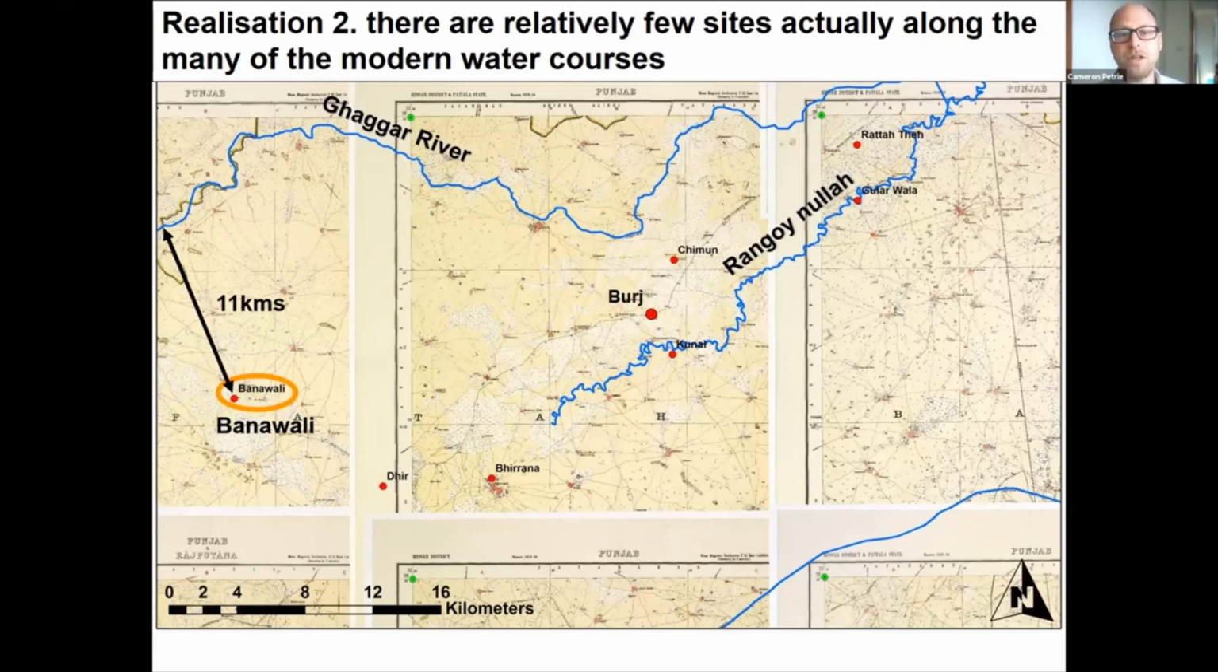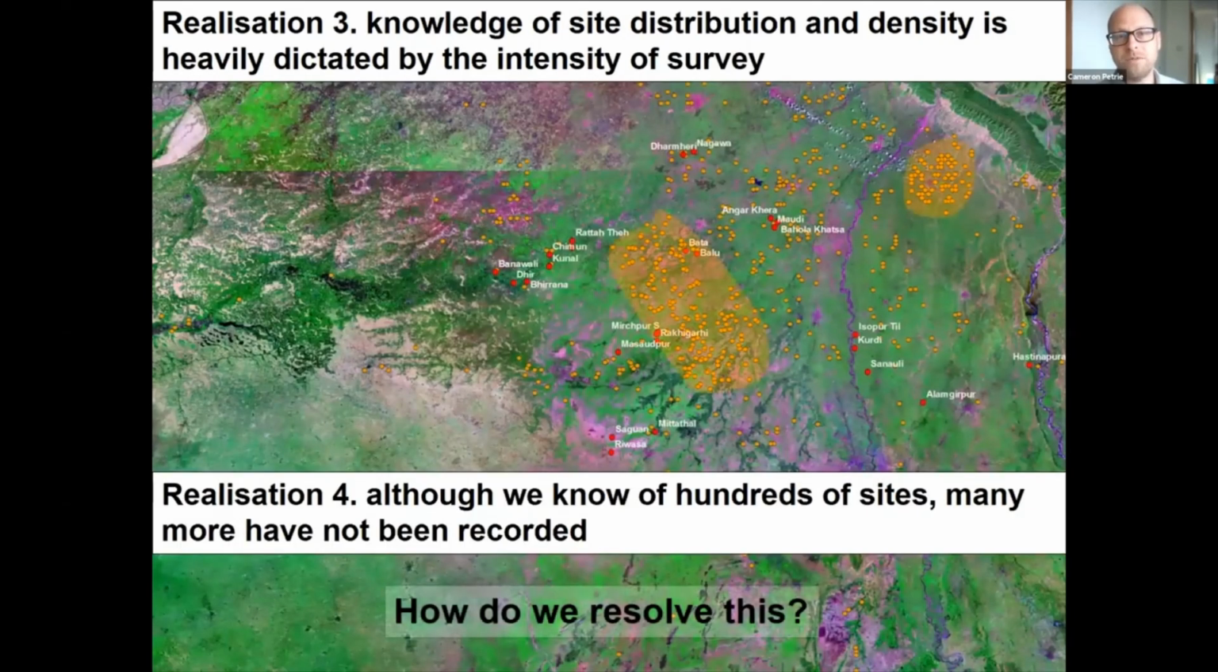The third and the fourth major realizations were connected to something that I've already alluded to. One of the things that became very clear was, when we started to map the location of the known archaeological sites, and then we mapped the extent of the specific surveys that had been undertaken, it became quite clear that the vast majority of sites that were known were in areas that had been surveyed. And we had relatively little information about areas that had not been surveyed.